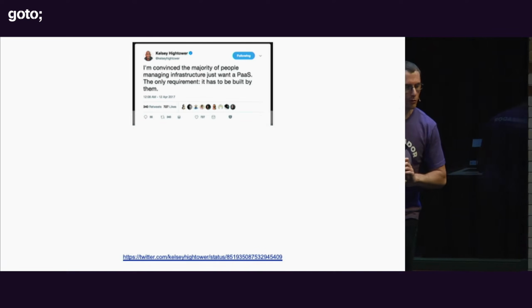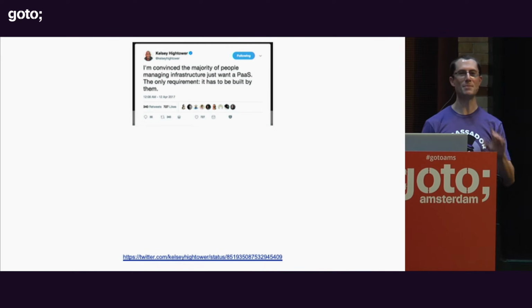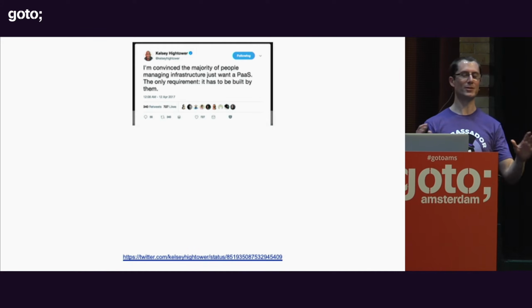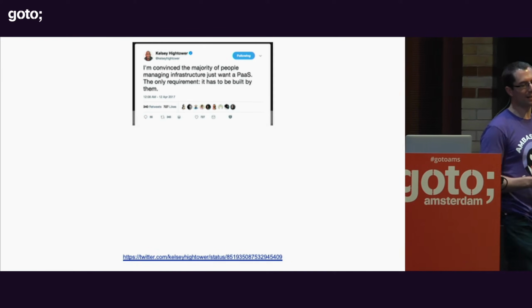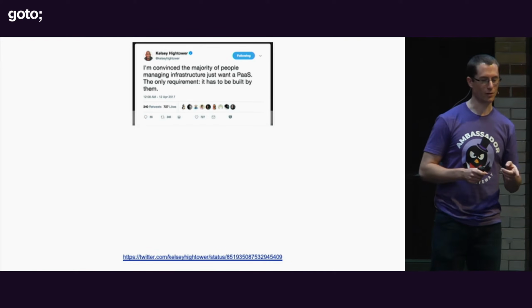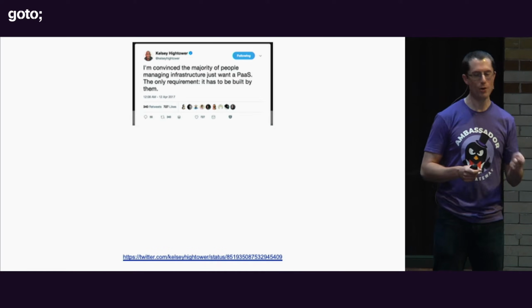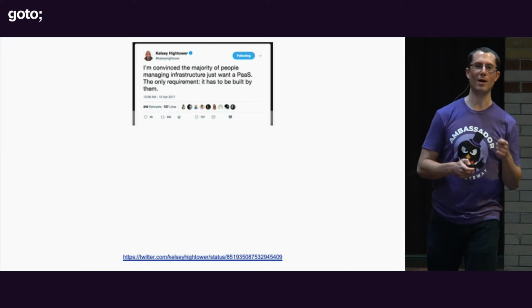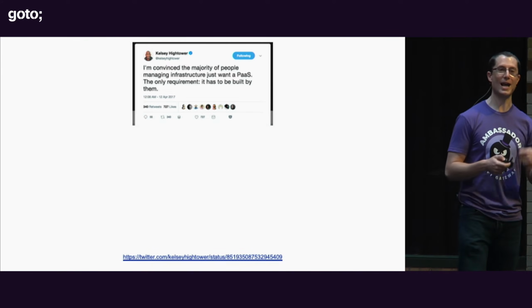Now, one interesting corollary of that is I always have to quote Kelsey Hightower. Kelsey is a deep thinker in the container space, and every time I do a container talk, I have to quote Kelsey. But he says, I'm convinced that the majority of people managing infrastructure just want a platform as a service. The only requirement, it has to be built by them. Yes, they want Heroku, they want Cloud Foundry, but they have to build it themselves.